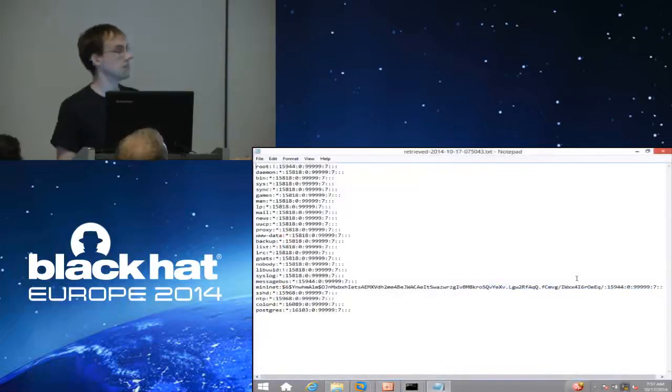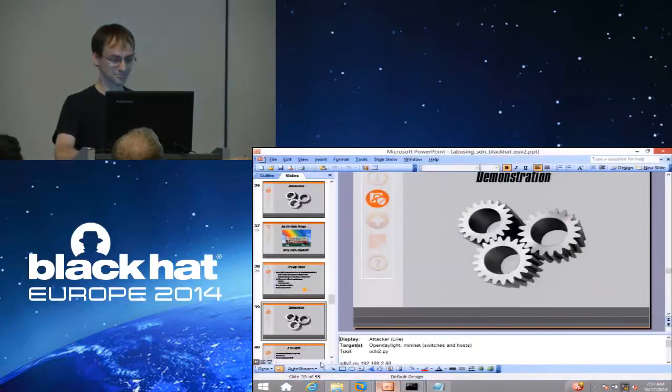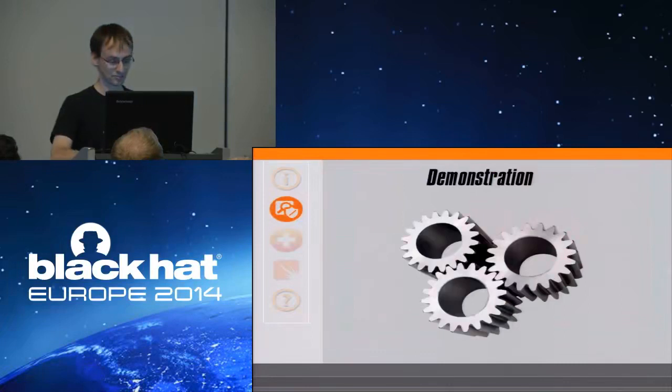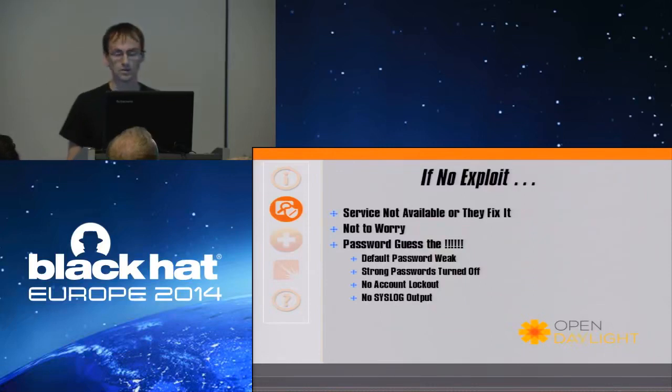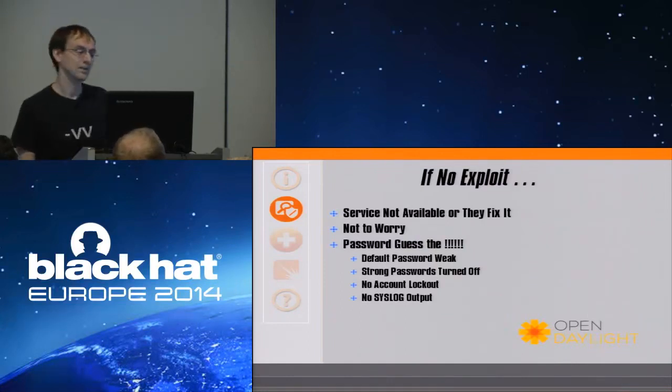So the hashes, offline password guessing attack, you're going to get it. All right, then you go after the controller, get the credentials, turn around. Well, hold on. I won't spoil the surprise. Okay. Turn around and do the same thing. But it's important to keep in mind, if there is no exploit, the service is not available, or they fix it, I don't expect that anytime soon, not to worry.